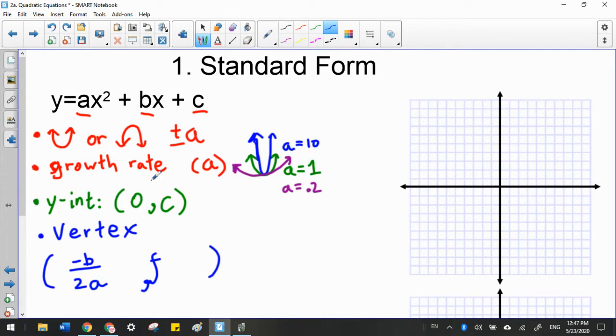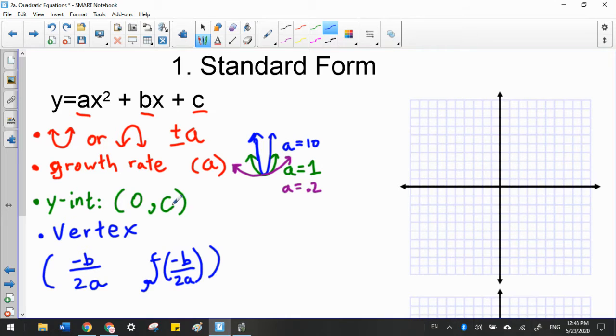If we plug negative b over 2a into the equation, the y value that's supposed to be there for x will just pop out automatically, and that's going to give us the y value of the vertex. Now, I know I'm writing it as f of negative b over 2a. It's not technically correct because this is function notation and we're dealing with an equation here, but this is just me trying to show you that whatever value you get over here, you just plug it into the equation to get this value.